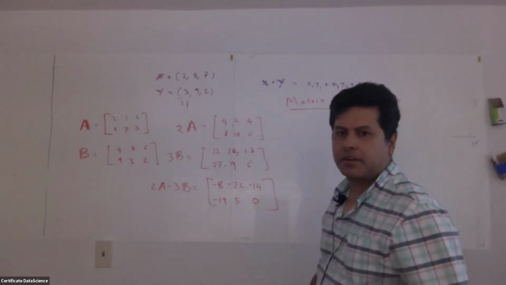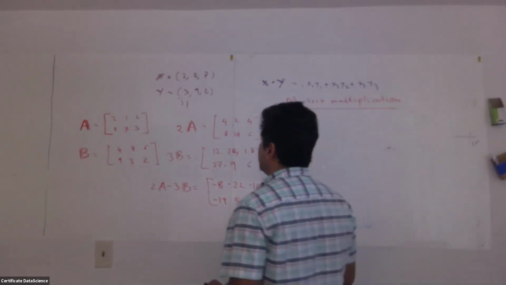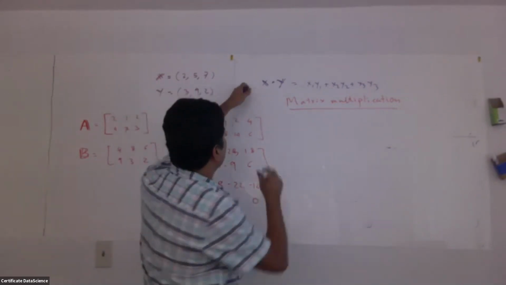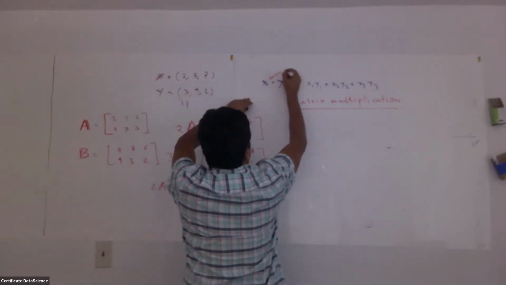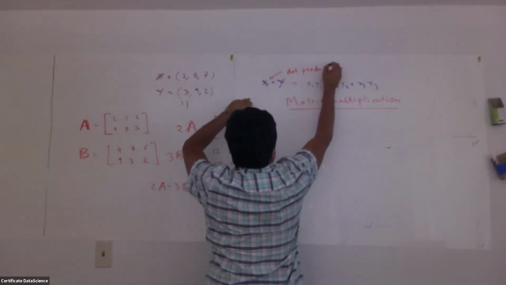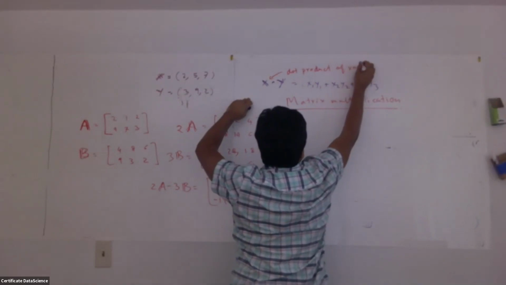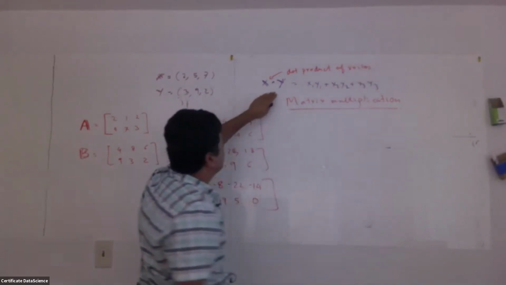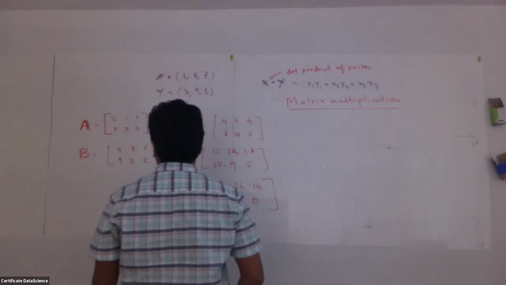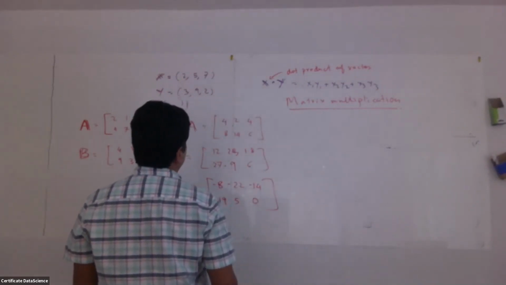Matrix multiplication. This is interesting. So you have two matrices and you want to multiply. This is called, by the way, dot product of vectors. Now, matrix multiplication is somewhat different. Some of you might already know.